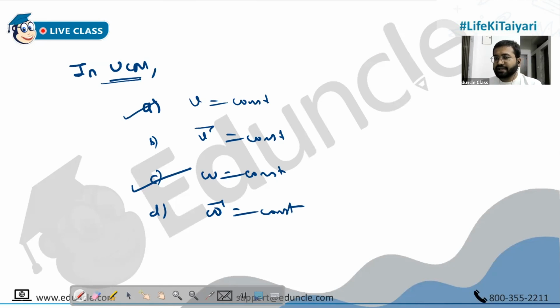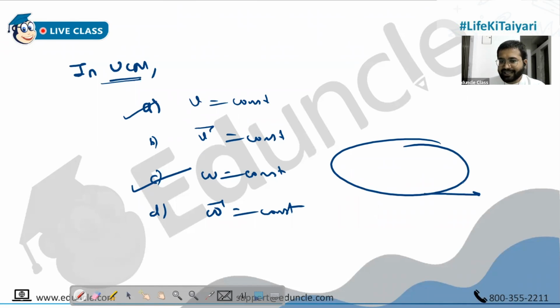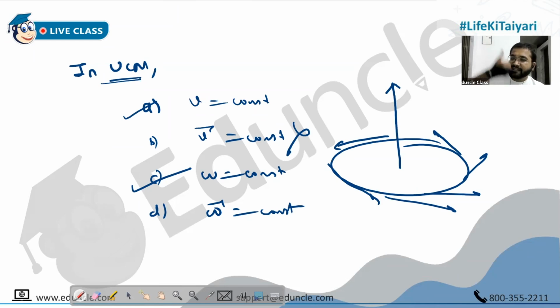But when it comes to velocity, velocity depends on direction. Obviously here the velocity is continuously changing because this velocity is tangential, so this direction is continuously changing. Since direction is changing, velocity is not constant. B is incorrect. But angular velocity will remain constant, because here the direction will always be upwards. Angular velocity remains constant, but linear velocity does not remain constant.